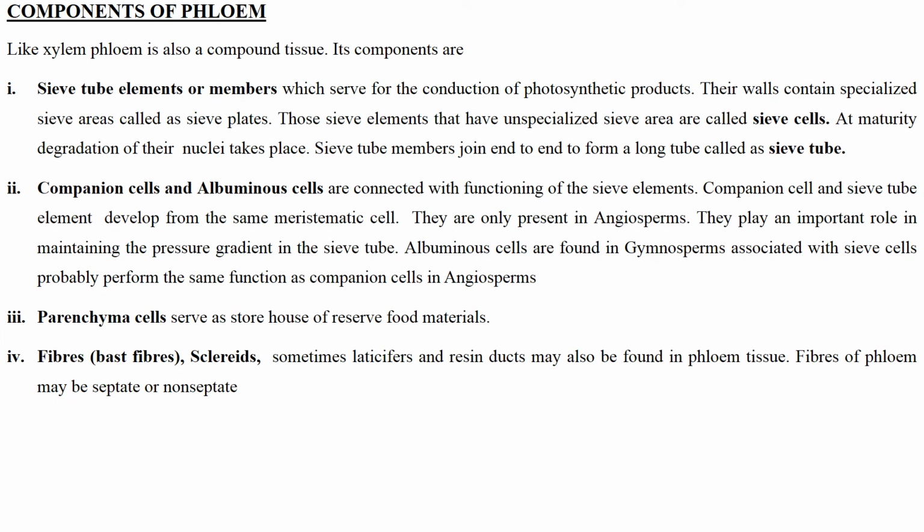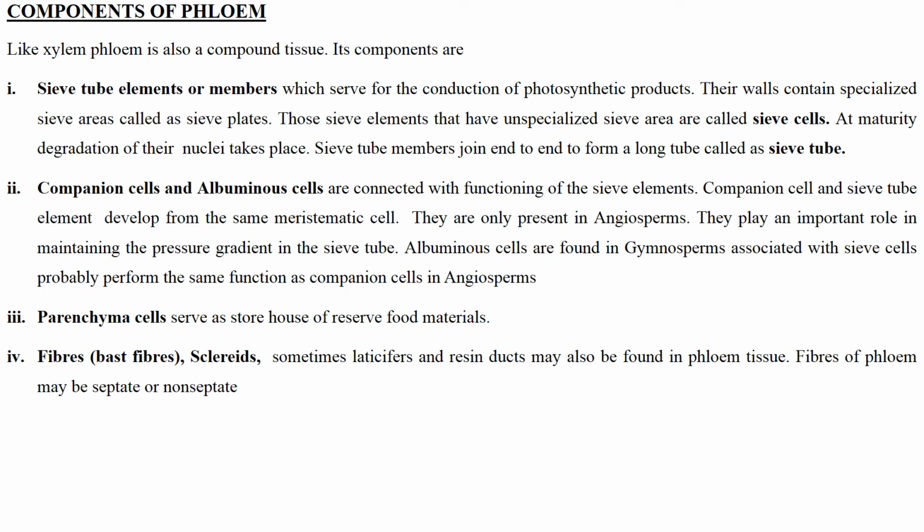Then the second type of cells are companion cells in angiosperms and albuminous cells in gymnosperms. They are connected with the functioning of the sieve elements. Companion cells and sieve tube elements develop from the same meristematic cell. They are only present in angiosperms. They play an important role in maintaining the pressure gradient in the sieve tube cells, while albuminous cells are found in gymnosperms associated with the sieve cells, and probably perform the same function as companion cells in angiosperms.